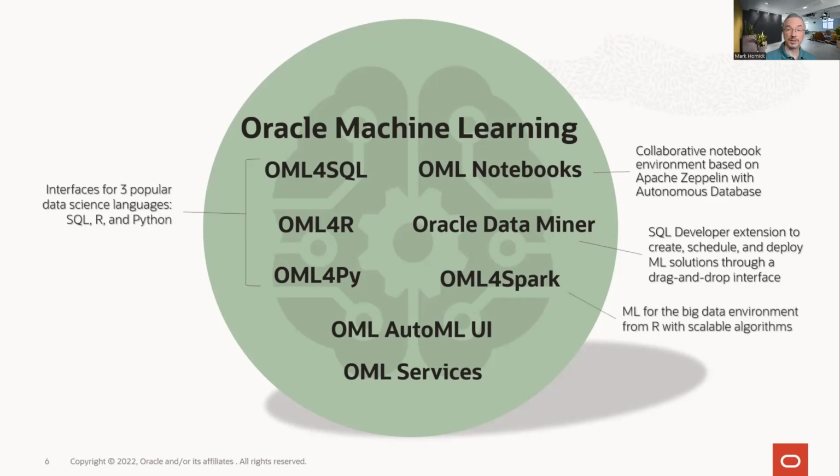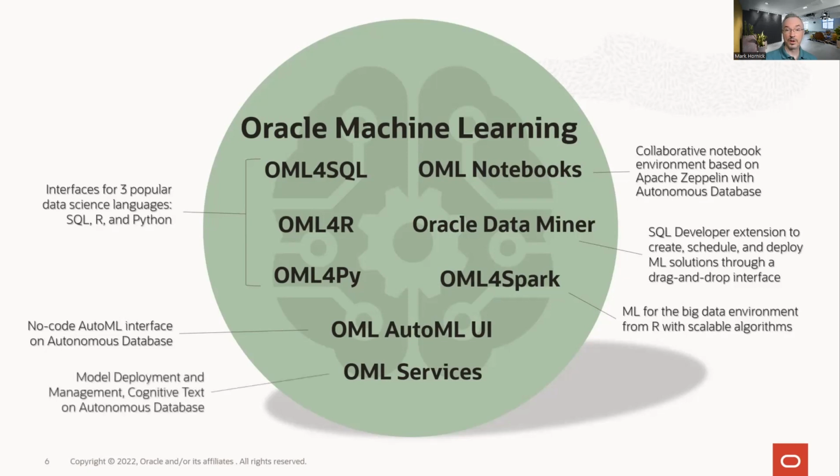OML for Spark provides machine learning in the big data environment, such as Big Data Service, using an R interface to scalable parallelized algorithms. Oracle Machine Learning AutoML UI is a no-code user interface that automates the model building, selection, tuning, and deployment process. And lastly, Oracle Machine Learning Services is a RESTful service for model deployment and management, along with cognitive text analytics. Users can deploy models from the AutoML UI directly in OML services in just a few clicks.